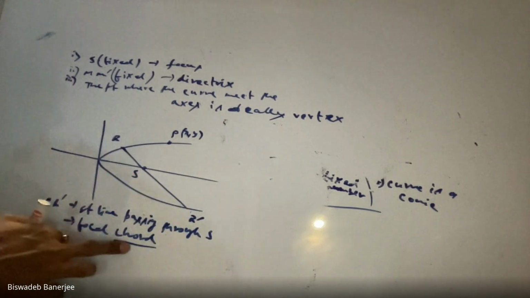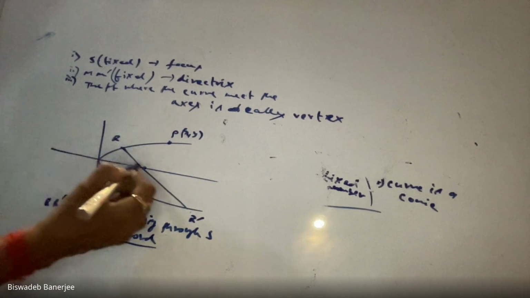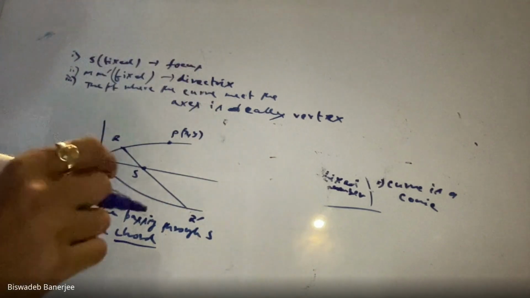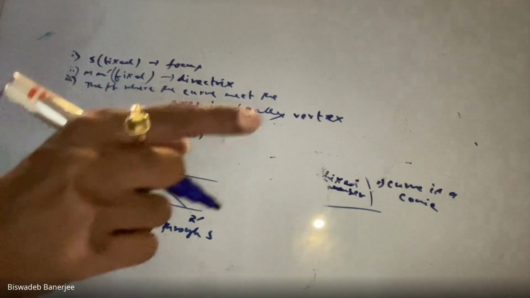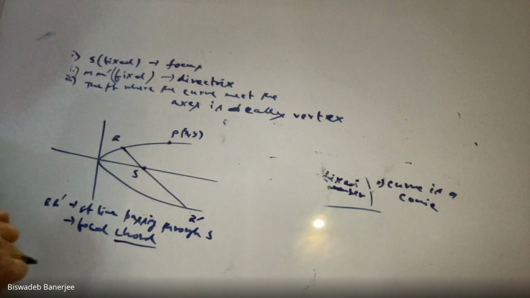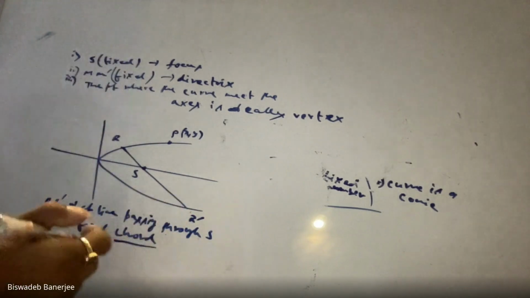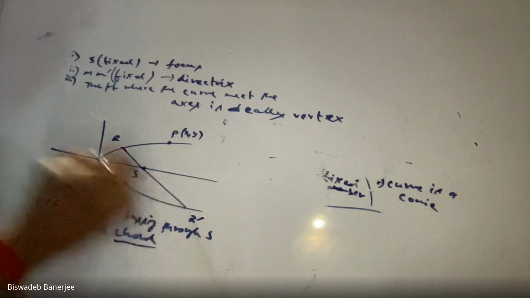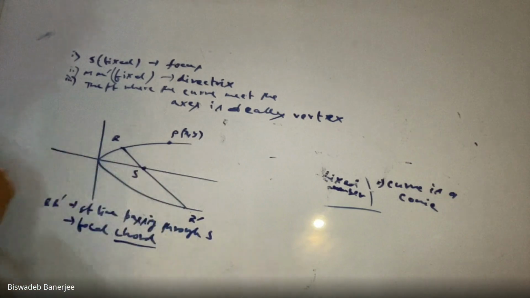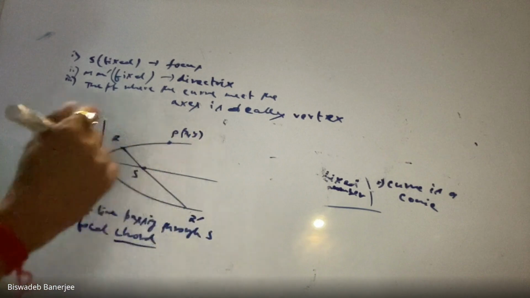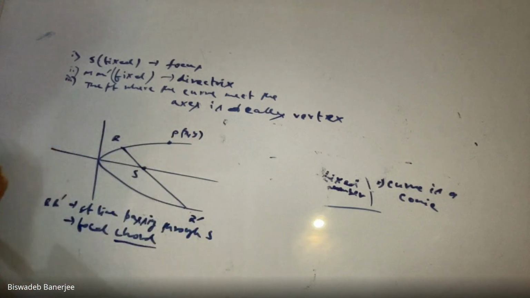This chord is passing through the focus. This S point is called the focus. Focus is the point from which the conic is generated. So this straight line is passing through the focus, so the straight line is said to be a focal chord. So what is a focal chord? A focal chord is a chord, a straight line, that passes through the focus.